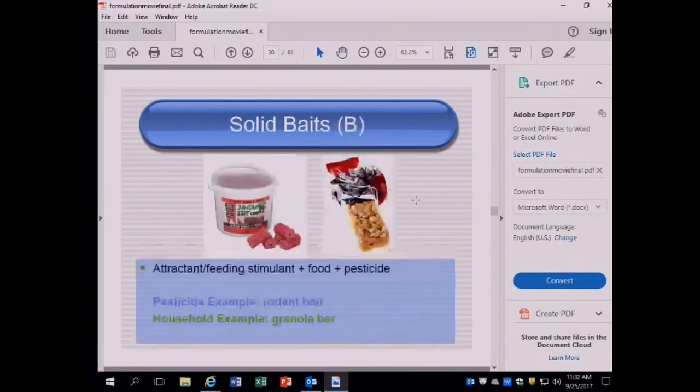Solid baits. Now, you've all used solid baits of some sort, I'm sure. Poison rat pellets? Yeah, poison, mouse bait, and things of that type. The household example that they use, I'm a little surprised at. I hadn't looked at this specifically, but a granola bar is what they call a household example of a solid. It's a pre-manufactured granola bar.